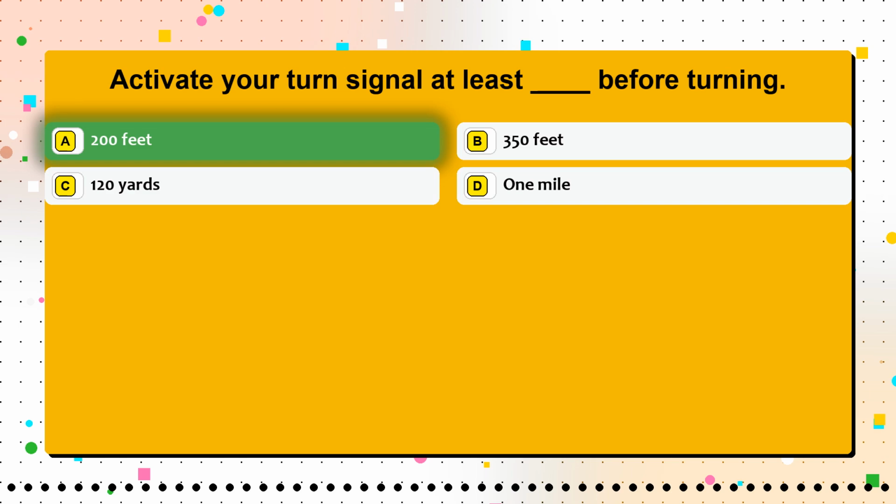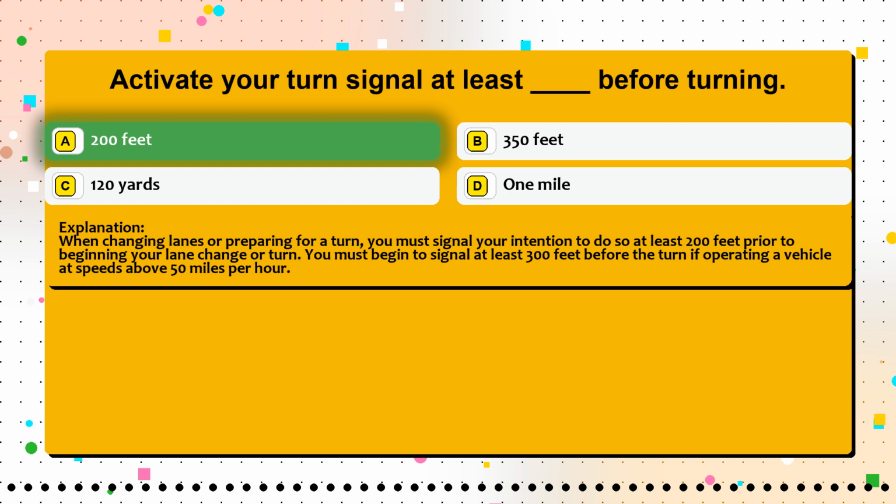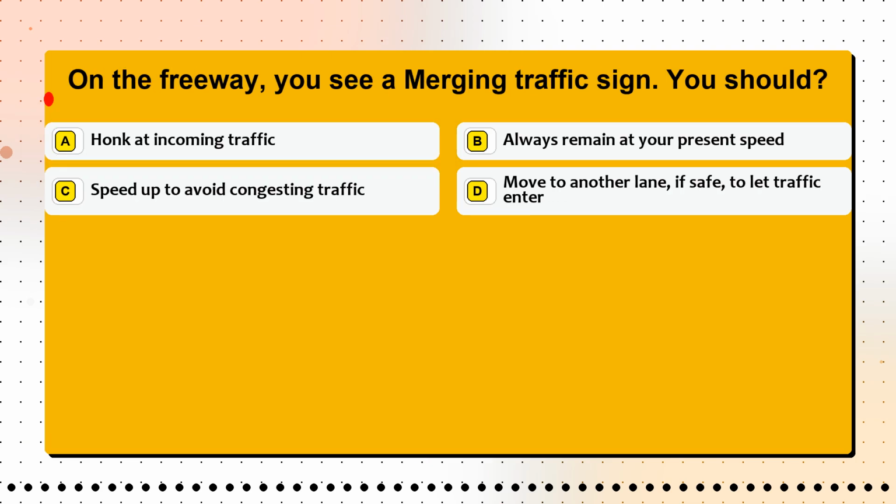The correct answer is option A. 200 feet. When changing lanes or preparing for a turn, you must signal your intention to do so at least 200 feet prior to beginning your lane change or turn. You must begin to signal at least 300 feet before the turn if operating a vehicle at speeds above 50 miles per hour.